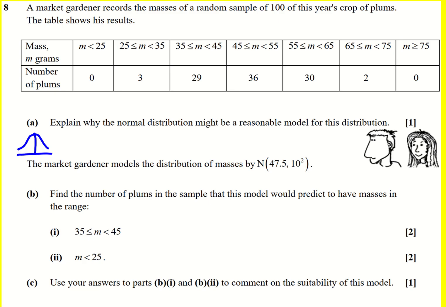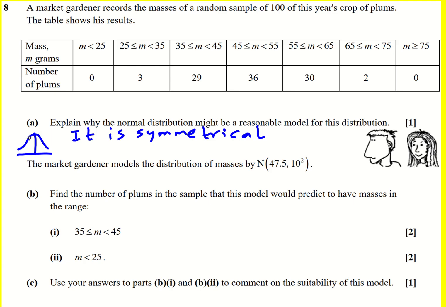And some features are that it is symmetrical about the mean. And this set of data is also very symmetrical. So that would be one thing you could say, it is symmetrical. Now, I think in the mark scheme it says it expects two things, so I'm not sure you'd get 1 mark for that. So let's add some more.